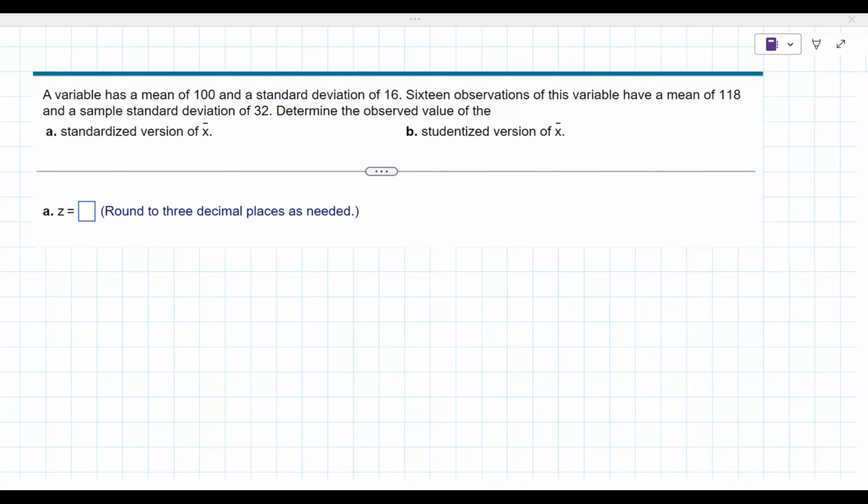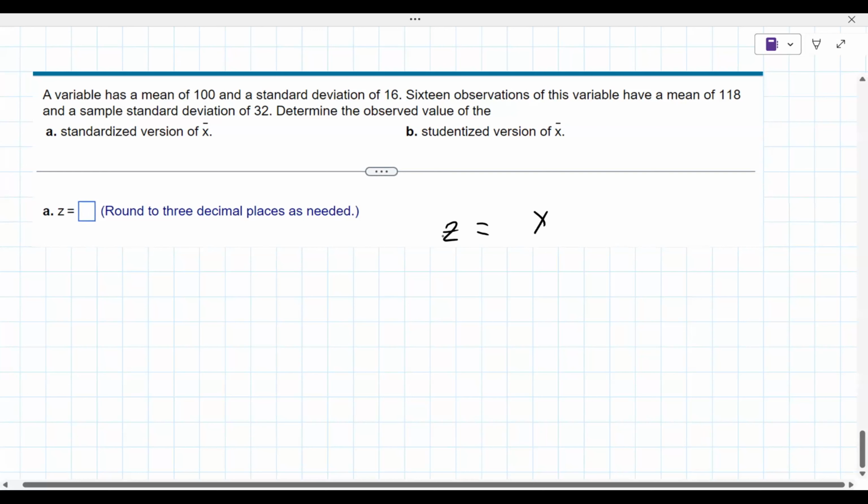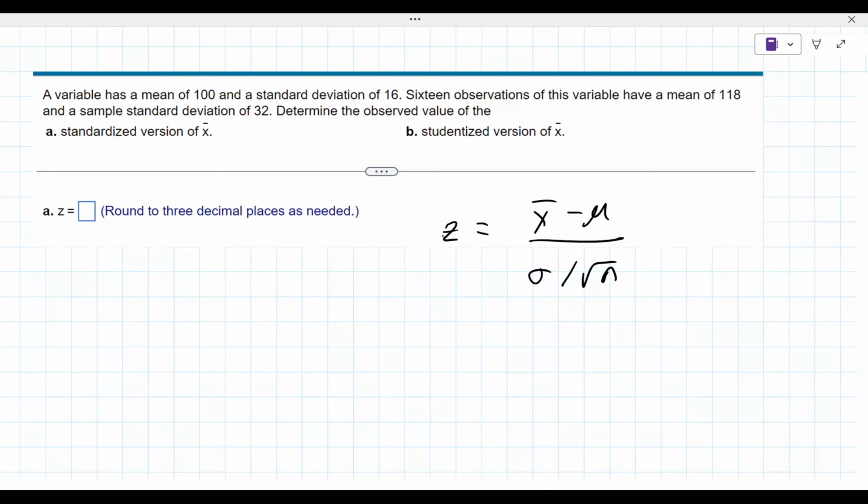Let me view an example. Let's see what they're doing. All right, so for part A, they want X bar minus mu over sigma divided by the square root of n. And the value of X bar is 118, mu is 100. The standard deviation is 16, and the number of observations is this right here.